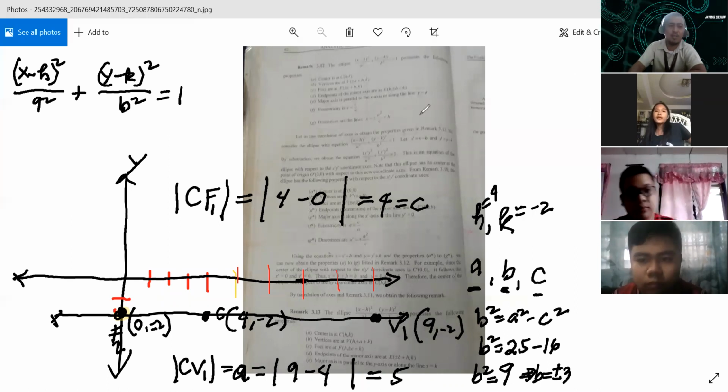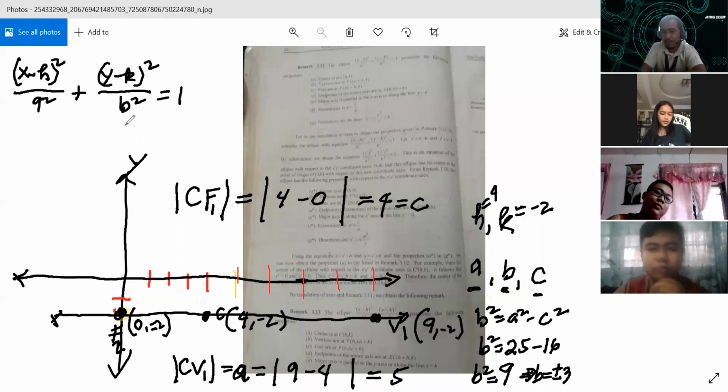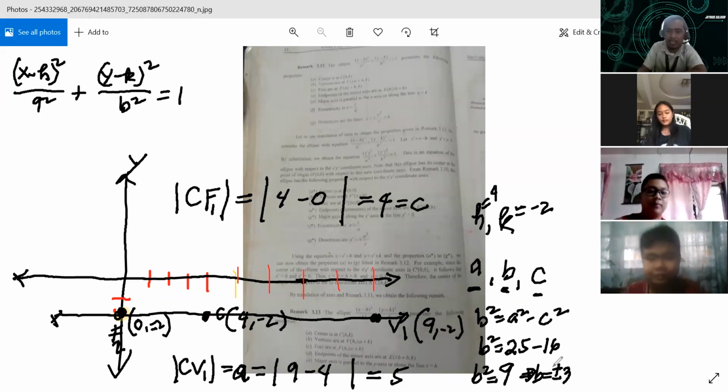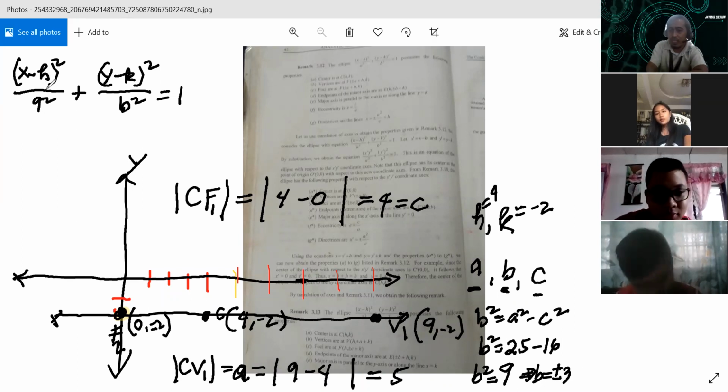How about A and B? Naa na i-value? Yes, sir. Your A is 5, your B is 3, right? So you can substitute it here.